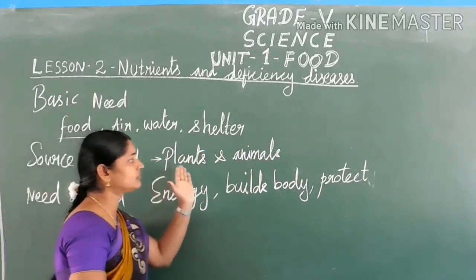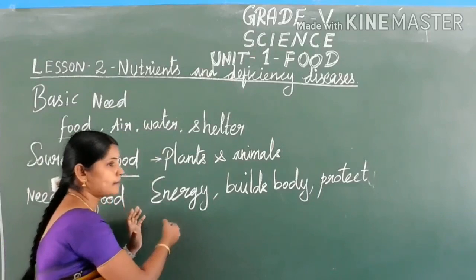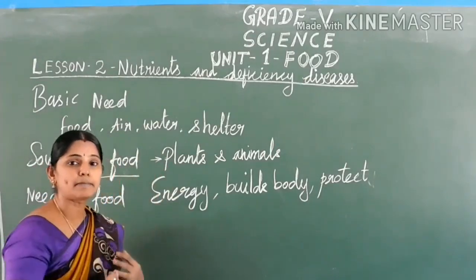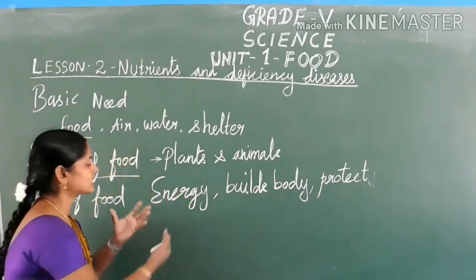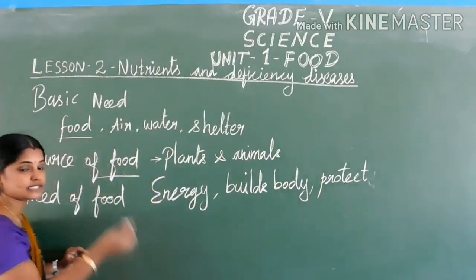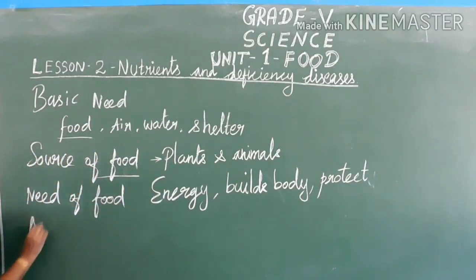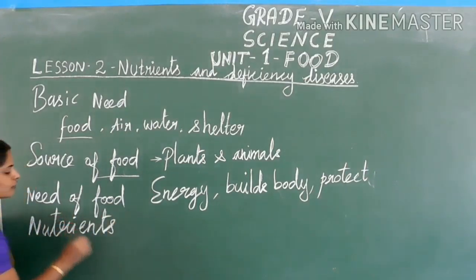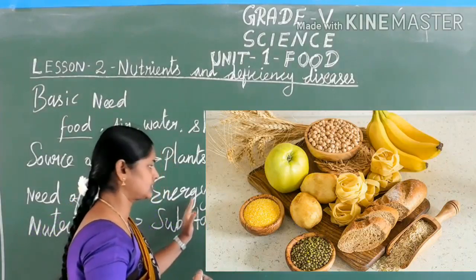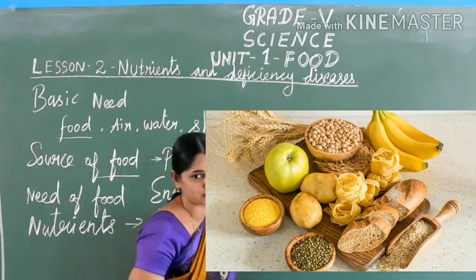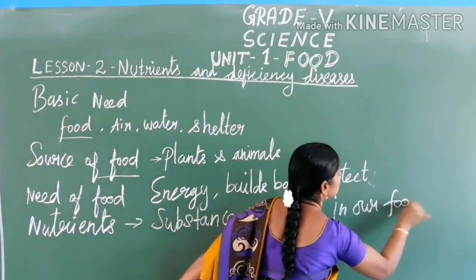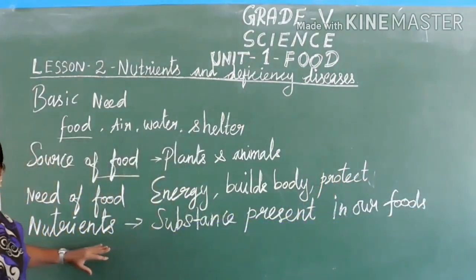So we are taking different kinds of food from plants and animals. In this food, some substances are present. Those substances only help to protect us from disease, and give energy. What are the substances present in the food? The substance present in the food is called nutrients. That substance only gives us energy, builds our body, and protects us from disease. The substance present in our food is called nutrients.